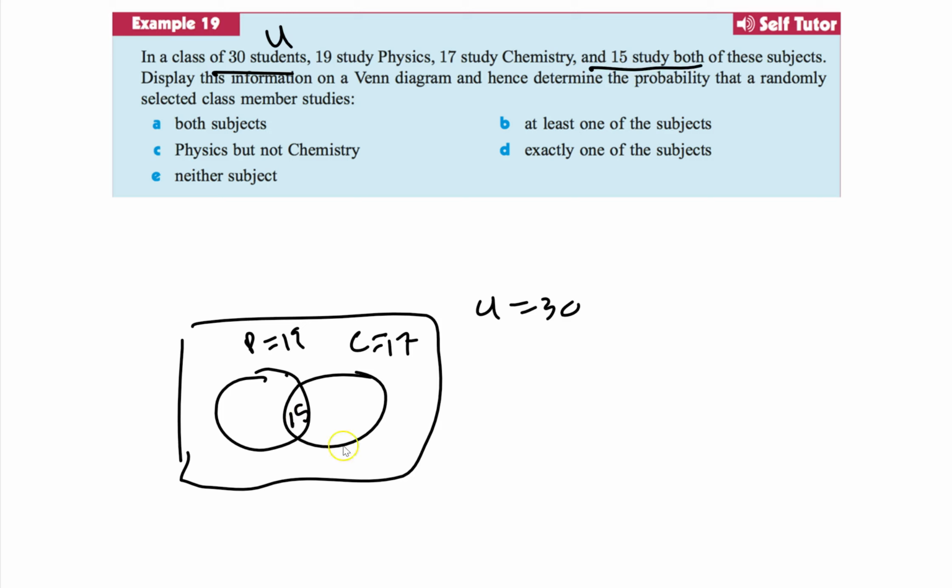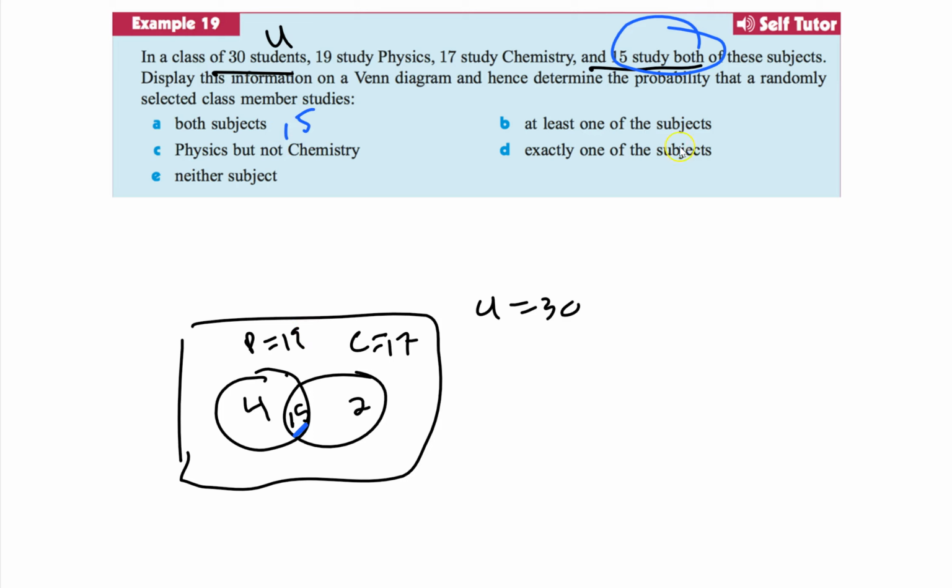Now, if the whole circle is 17 in chemistry and 15 is in the middle, that means only 2 people are only taking chemistry. Same thing over here. If 15 is in the middle, and there's 19 people taking physics, well, 19 minus 15, there's only 4 people only taking physics. So now they wanted to know a couple questions. Right? How many people are studying both subjects? Well, you told me up here. I could read. So 15. But also down there.